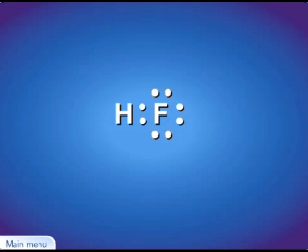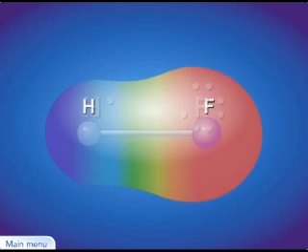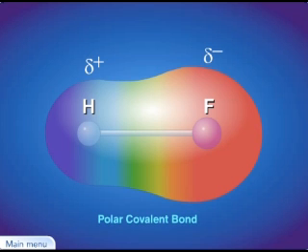Because the electrons spend more time near the fluorine atom, the electron density shifts towards fluorine. The most electron-rich region is red, the most electron-poor region is blue. The result is a greater electron density near fluorine, a partial negative charge, and a correspondingly lower electron density near hydrogen, a partial positive charge. This type of bond, where bonding electrons are unequally shared, is called a polar covalent bond. A polar covalent bond can be thought of as an intermediate between a nonpolar covalent bond and an ionic bond.